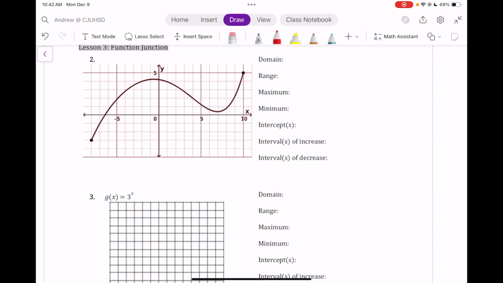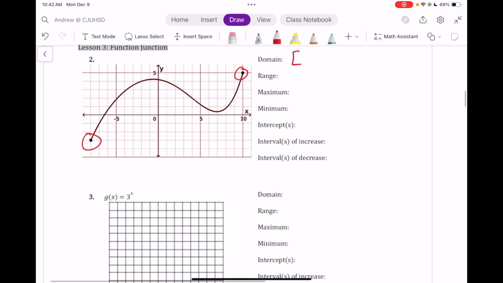How about this one? Well, the domain is the lowest point. The lowest point's over here on the x. The lowest x and the highest x is here. Now that just happens to be the endpoints, but it doesn't have to be the endpoints. The x's, if we list this point here is -8, -3. And this point on the right is 10, 5. So if we just use the x's, it goes from -8 to 10. On the range, it goes from -3 to 5.